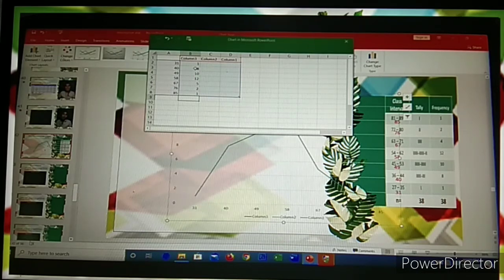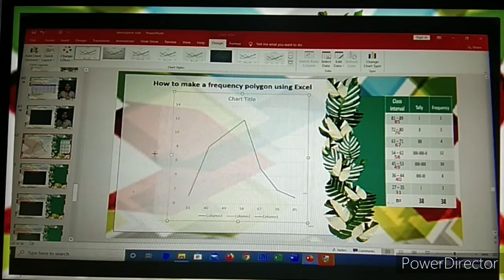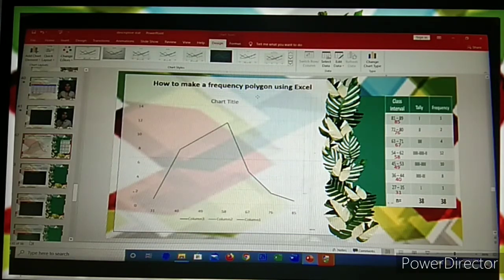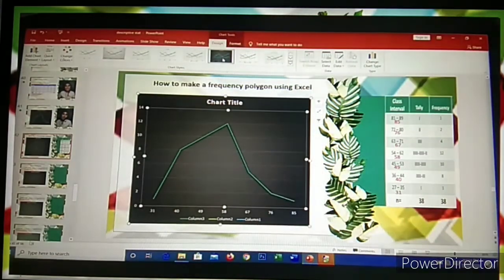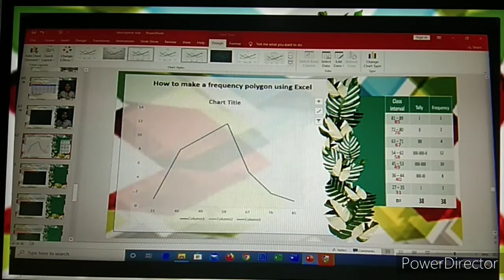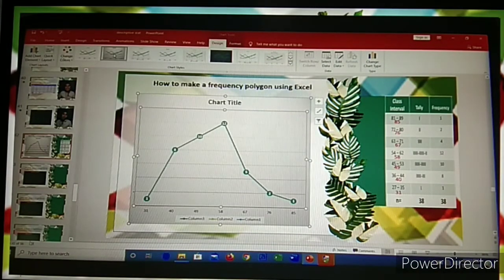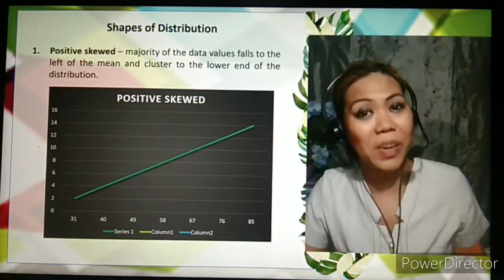Since we finished putting all the data that we need to make a frequency polygon, let's click on X to exit. There you go. Wow, we have our frequency polygon right now. It seems that it's not too clear for you to see, so we can change the background of that. You can do that also. You can also do this. All right, guys, congratulations, we did it.